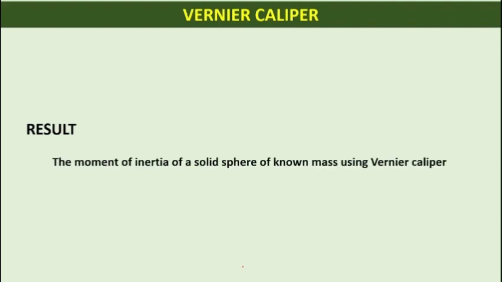Result. The moment of inertia of a solid sphere of known mass using vernier caliper I equals 42.2 multiply 10 power minus 7 kilogram meter square.